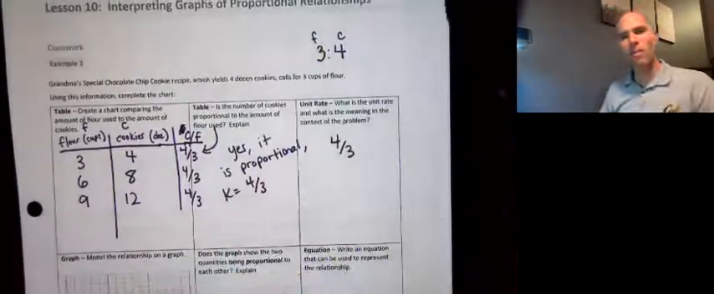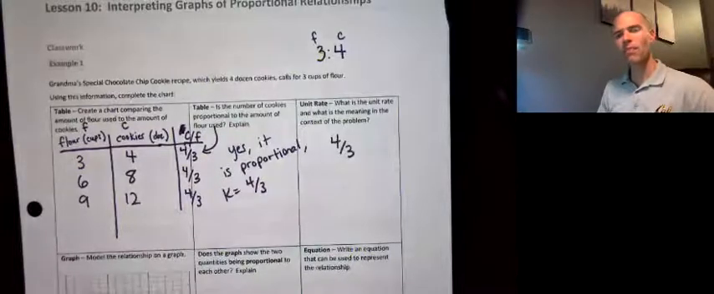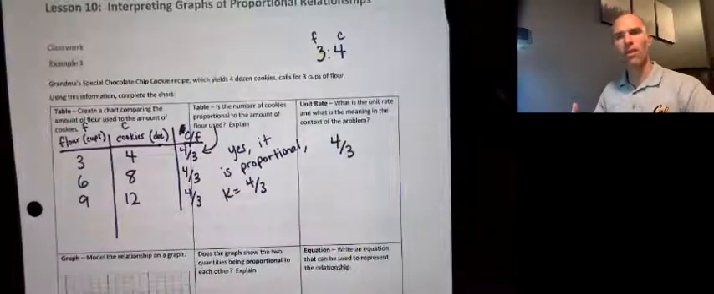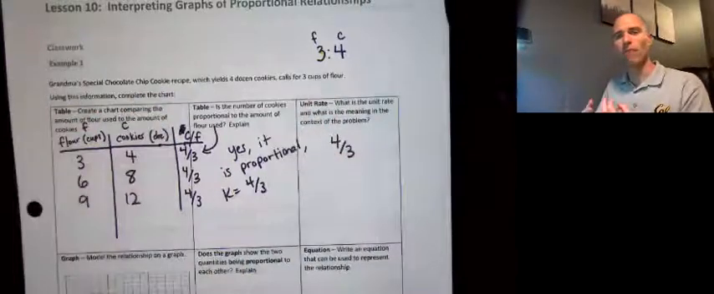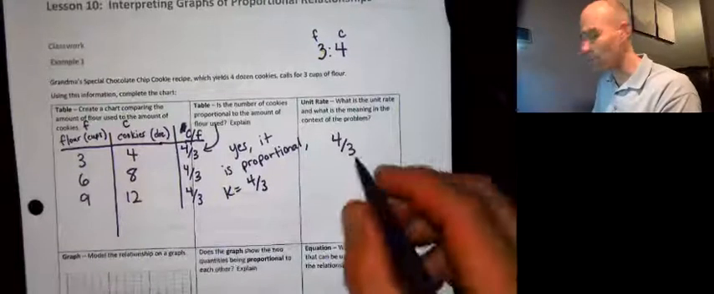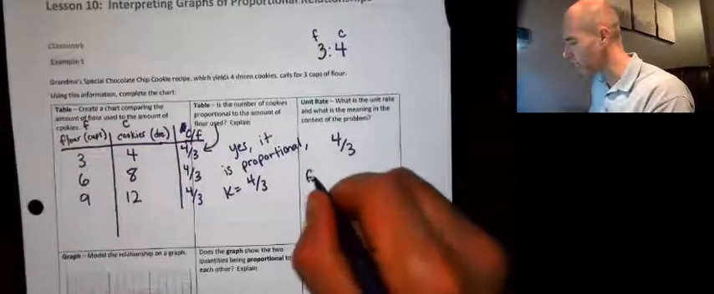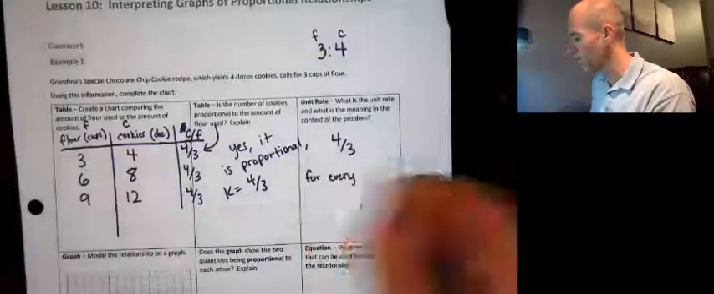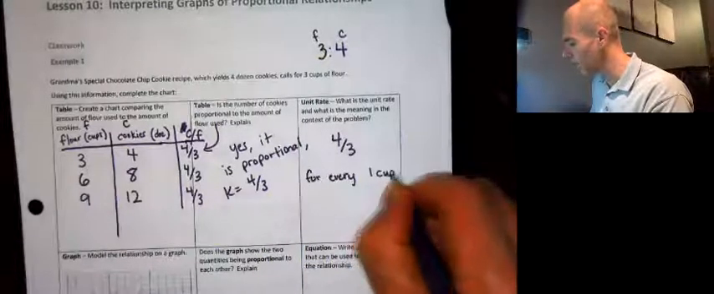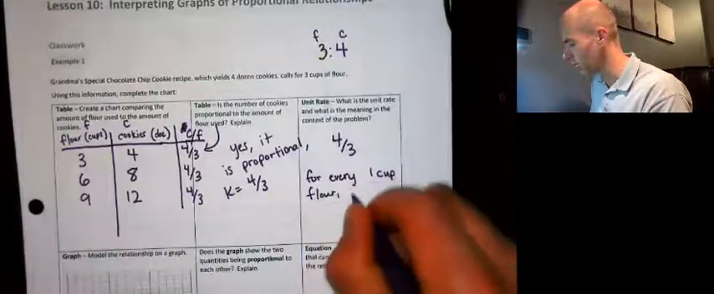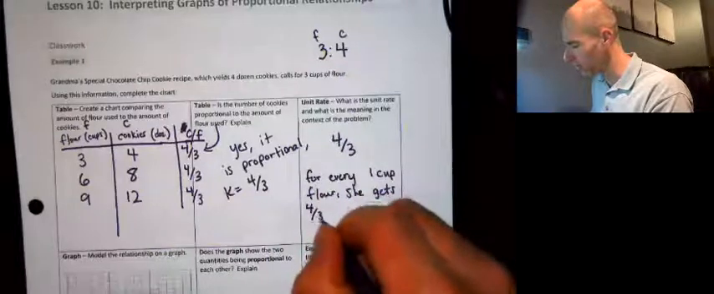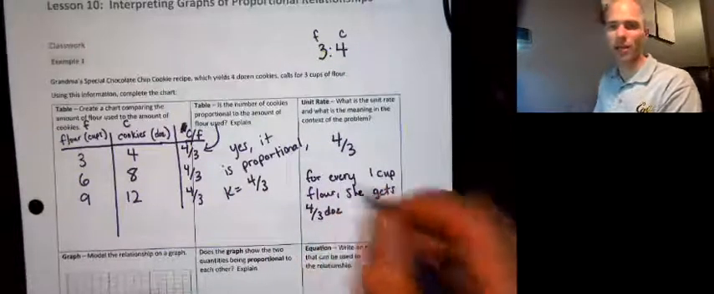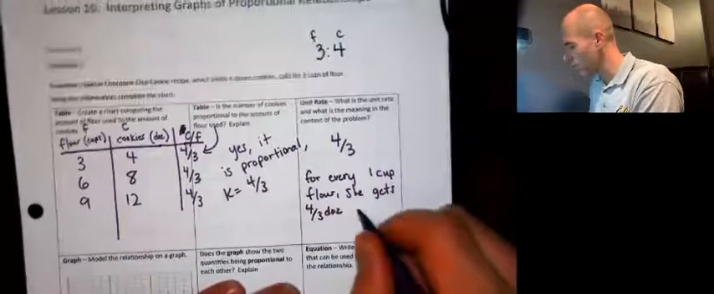And it asks, what does it mean in the context of this problem? That's its way of asking you to just explain what that 4/3 means in terms of like cookies and flour, right? Like you have to relate that number back to what the problem's about, cookies and flour. And what this 4/3 tells us is that for every 1 cup flour, she gets 4/3 of a dozen, which is a weird way of thinking of things. It means 16 cookies.